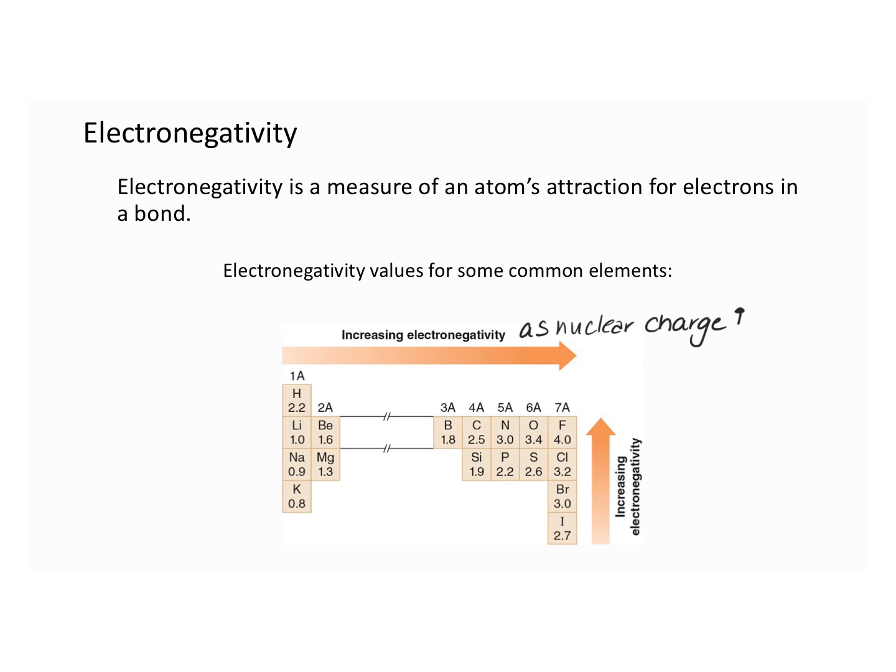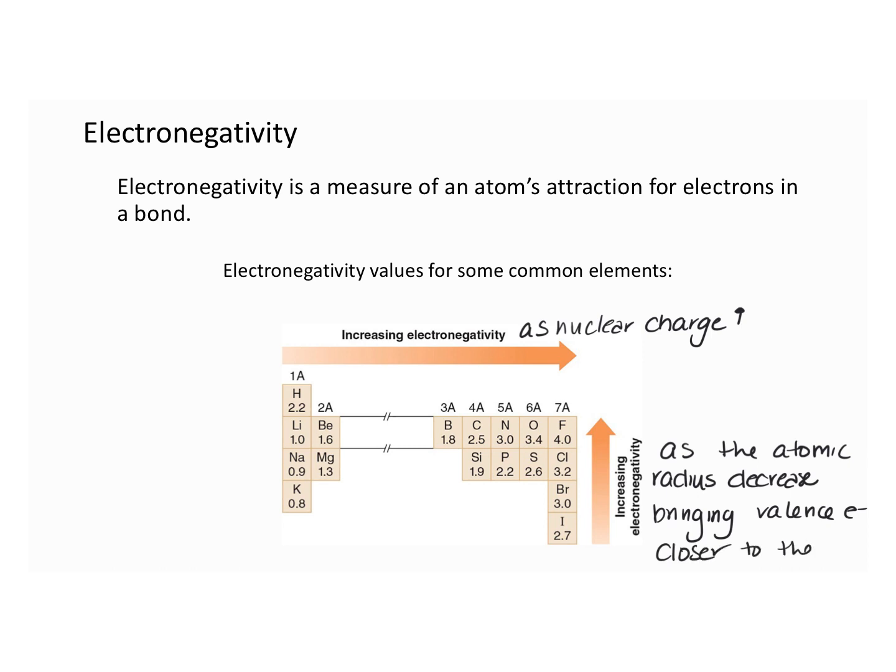Right? And then we see there's increasing electronegativity as you go up a column, or up a group, and that occurs as the atomic radius decreases, bringing valence electrons closer to the nucleus.